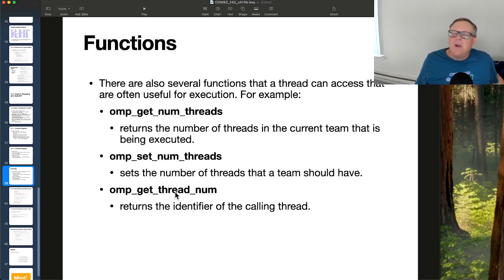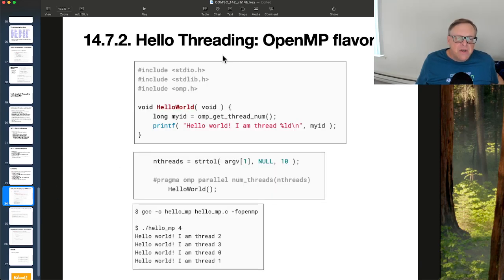So you can figure out which thread you are in, in case you want to know that. Here's the simplest one, hello world. Here's hello thread. It's going to include the omp library, and down here it's going to run omp_get_thread_num to get its number. And now it's going to say, hello world, I am thread number, that number.